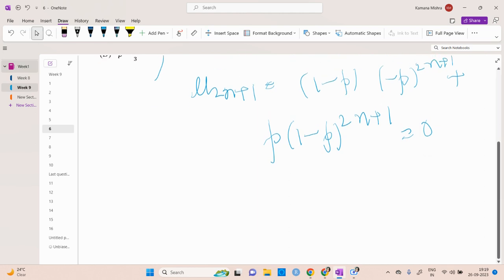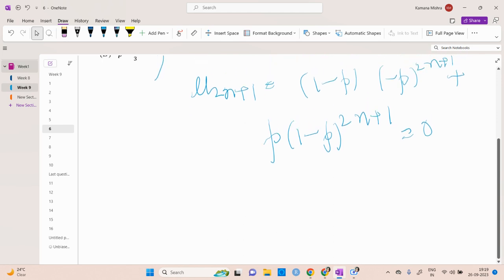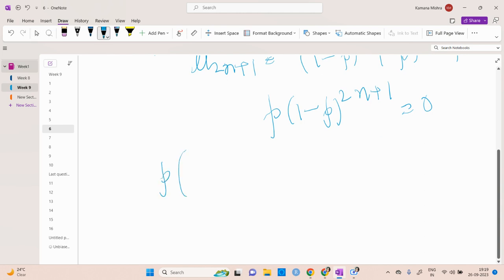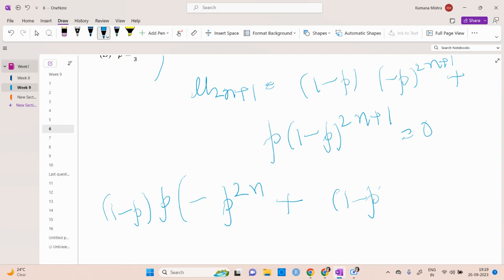So then we can just take common. What we can do is that here we can take p common. So minus p to the power 2n will be the positive thing. If we take one p common, it will come as negative here, right? And then 1 minus p we can take common also. So it will be minus p to the power 2n plus 1 minus p to the power 2n, because p we have taken out and 1 minus p, 1 power we have taken out. So we are left with power 2n, right?